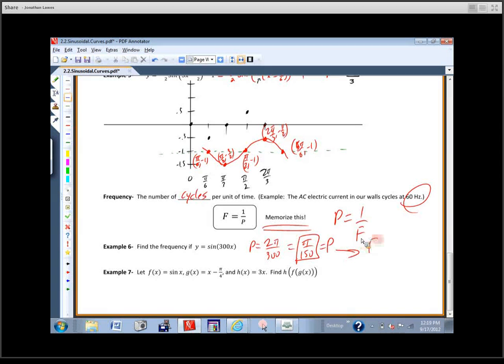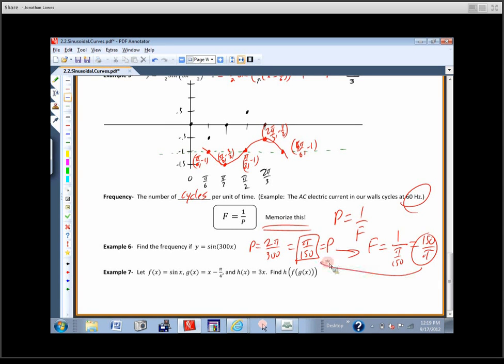If you want the frequency, you take 1 and you divide it by the period. So that would be 1 over pi over 150. Or what am I going to do to simplify this? Times it by 150 over pi. So the answer is going to be 150 over pi.